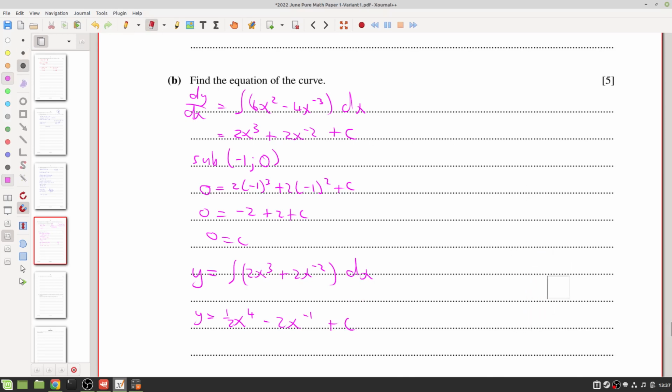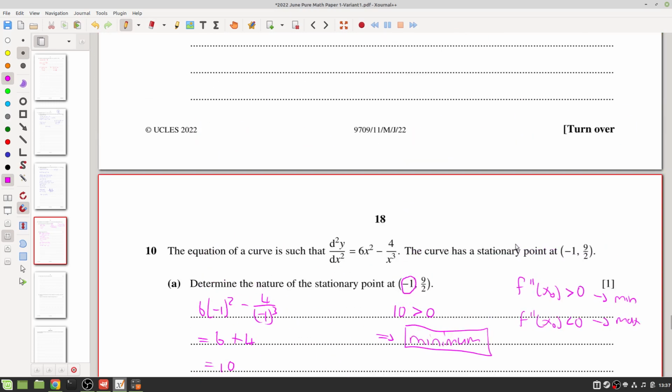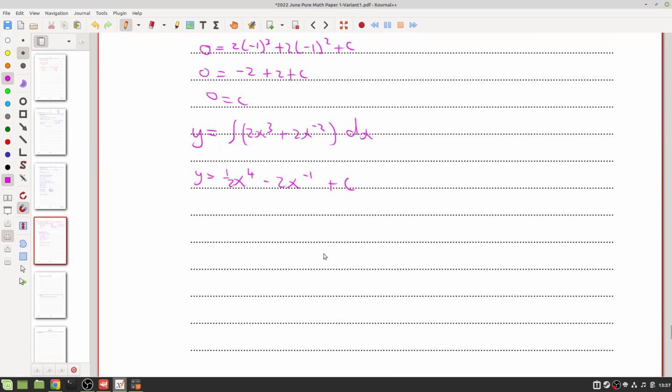Now we can substitute a point that lies on the curve, because this is now the curve, the function, which is the point negative 1 and 9 over 2. So we're going to substitute the point negative 1 and 9 over 2 into our equation. 9 over 2 equals a half times negative 1 to the power 4 minus 2 times negative 1 to the power negative 1 plus c.